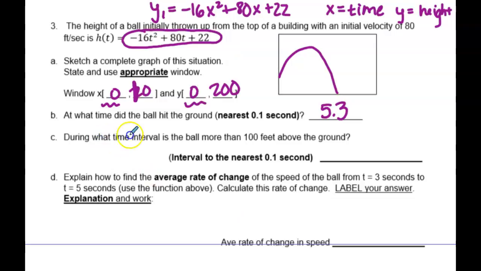All right. During what time interval is the ball more than 100 feet above the ground? Yes, we're going to go to Y2 and put in a line at 100 and then find those 2 intersection points.